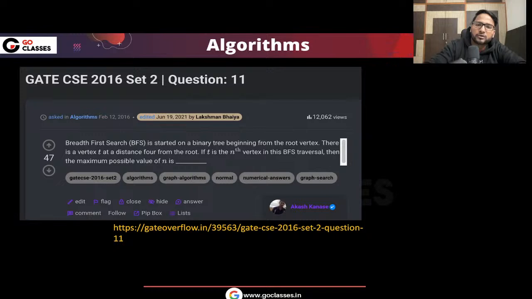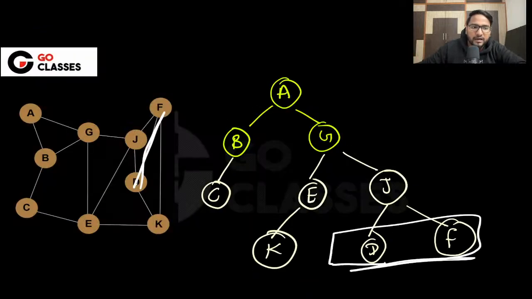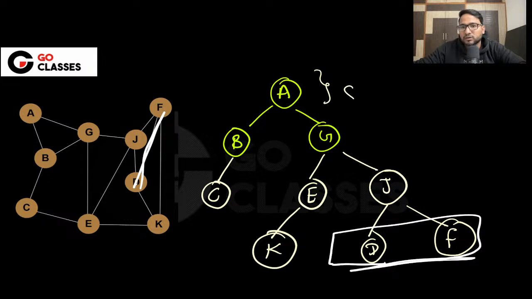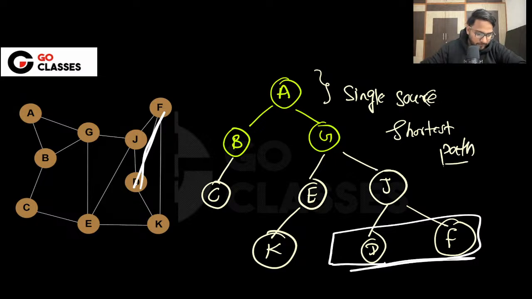Now I hope you understood that here the shortest path is from A to every other node, right? From A to every other node, which means it is called single source. Okay, single source shortest path. Let me know if that is clear.